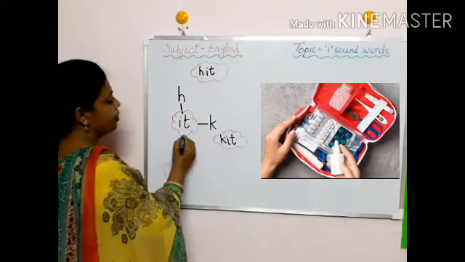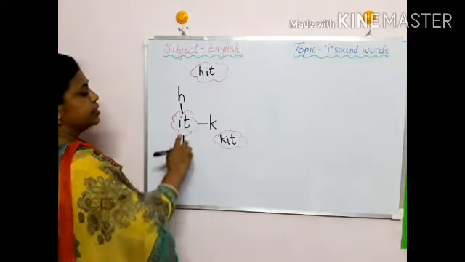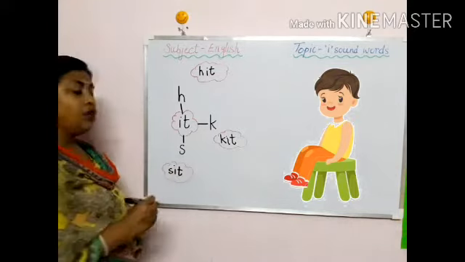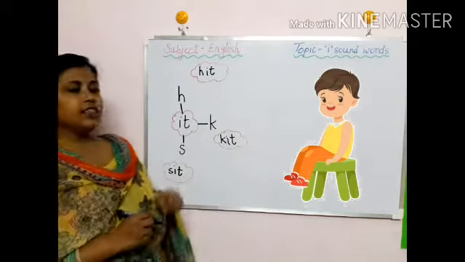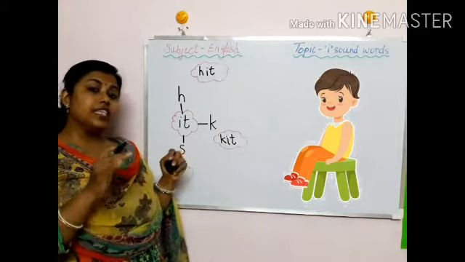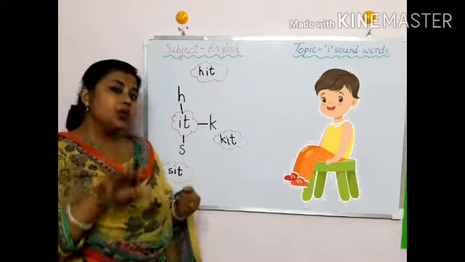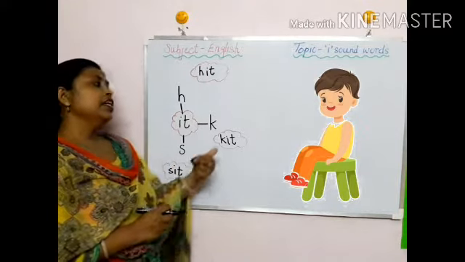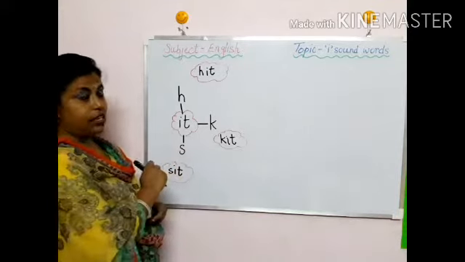Next, who will become the friend? S. S-I-T, sit. S sound? S-I-T, sit. See? Who is sitting? Yes, when we say sit, we sit down. Like ma'am is standing now, okay? You are sitting, then we call it S-I-T, sit. So these are the it sound words, the it family.